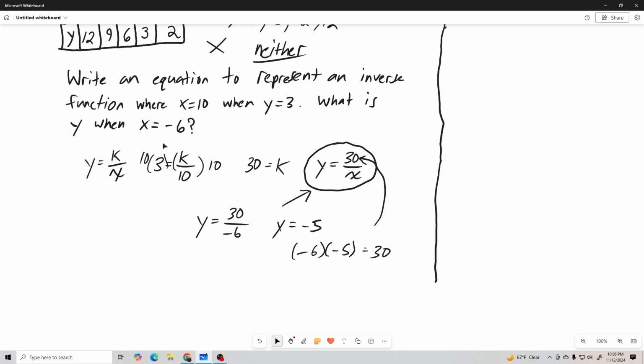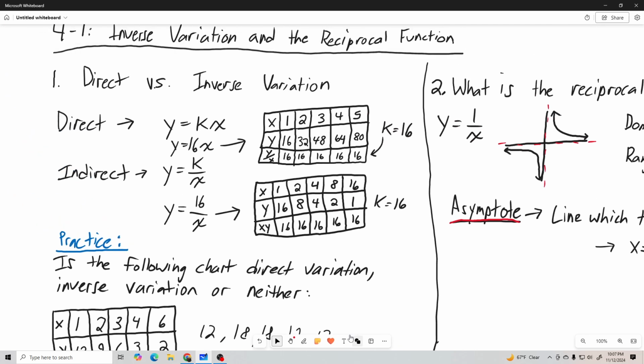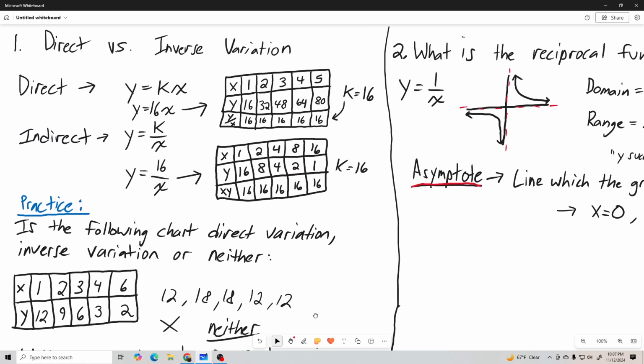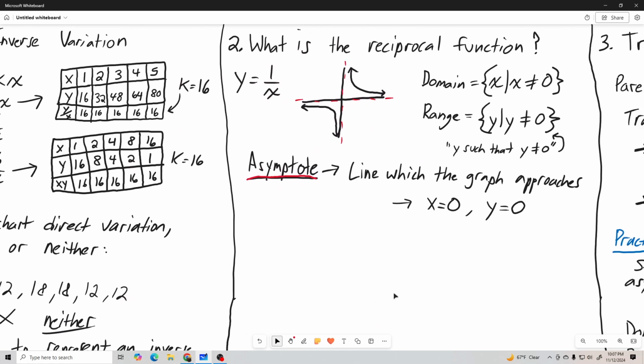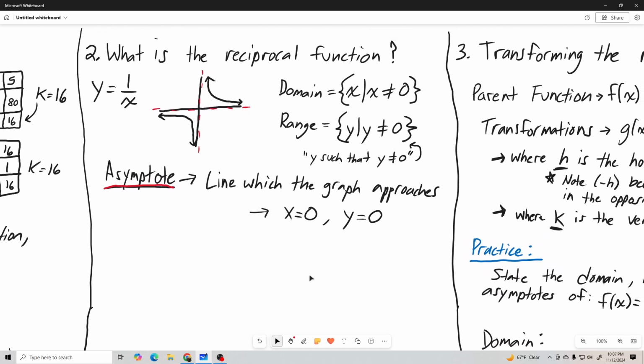What is y when x equals negative 6? Well, y equals 30 over negative 6, because they gave that to us. And we solve, and we get that y has to equal negative 5. All right, and essentially, that's it for inverse variation and direct variation. So now let's look at what the reciprocal function is.